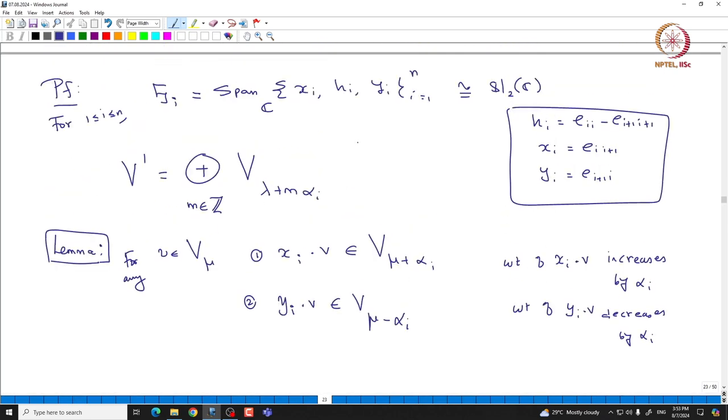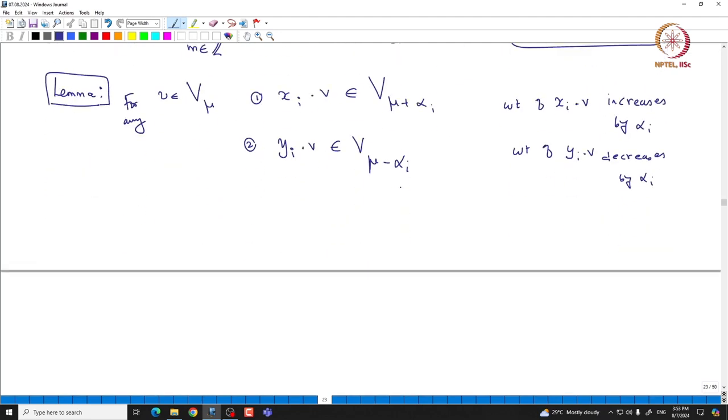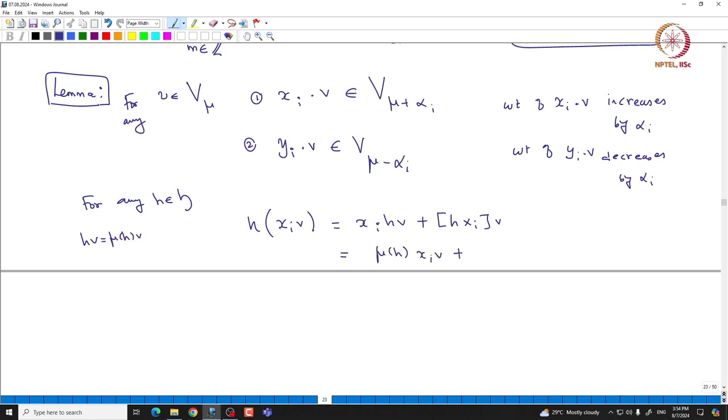Modulo this lemma, it is easy to see that this is indeed an SL_2 submodule, this SL_2 copy that we are talking about, the S_i. Let us verify this. It is easy to verify. For any h in H, compute the h action on X_i v. You can commute and add the cost, which is given by the bracket [h, X_i] acting on v. h v is given by mu(h) v. So, this gives you mu(h) X_i v plus [h, X_i] v, and [h, X_i] is alpha_i(h) X_i, giving you 2 X_i for h equal to H_i.